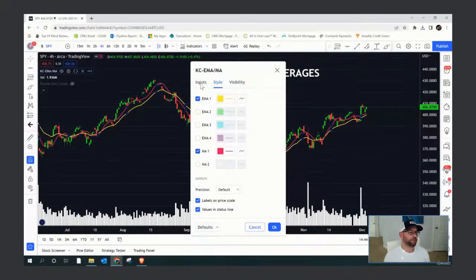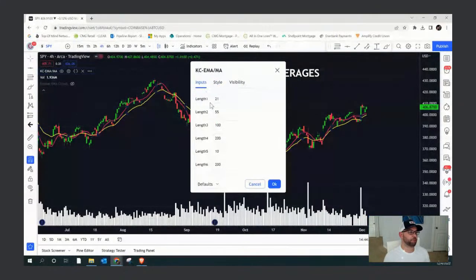And an MA is a simple moving average. See these inputs, my MA is a 10. So that's an average of the previous 10 closes on that time frame. It's that simple. It's just an average of the previous 10 closes, whatever time frame you use is what it's going to average.